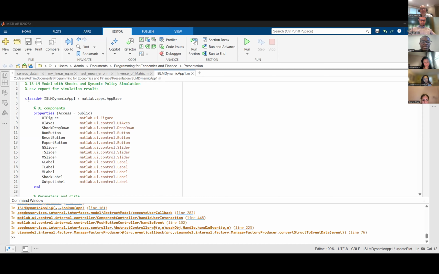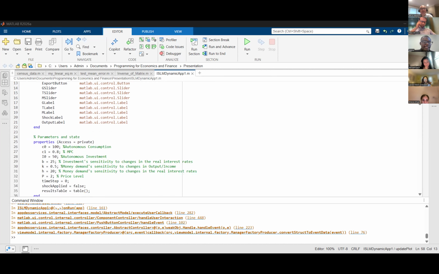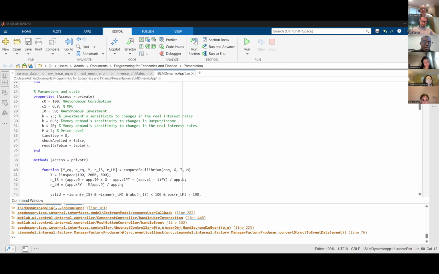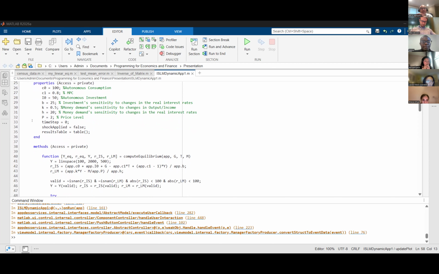This is just to create the user interface, and then we have these properties. Here I've given labels to these properties: C0 being the autonomous consumption, C1 the marginal propensity to consume, I0 autonomous investment. These are the parameters I described in the model I showed you in the PowerPoint presentation. And P here is the price level.